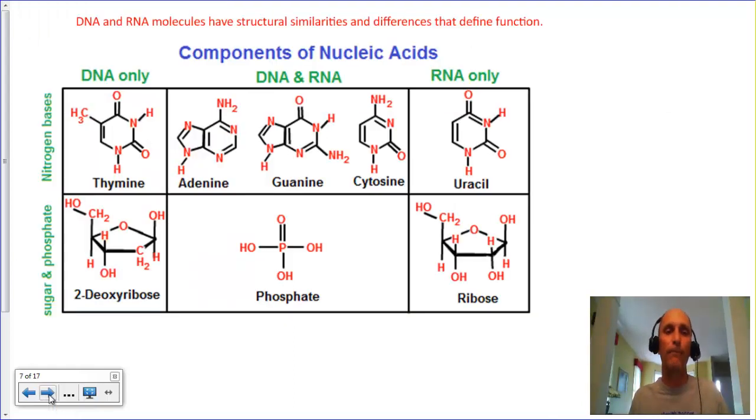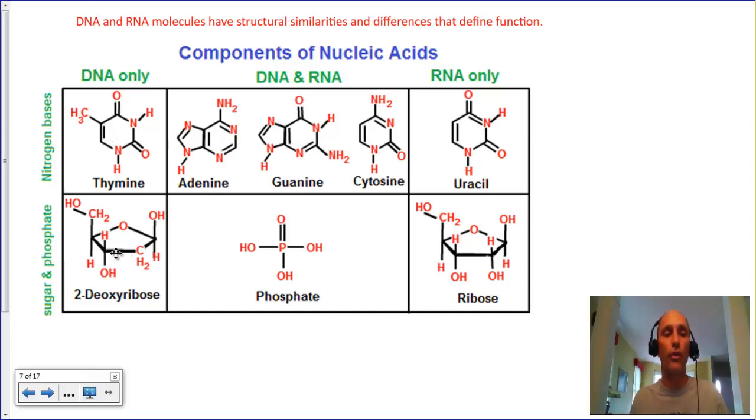More on that later. Right, so DNA and RNA have structural similarities, and that helps define their function. So in both DNA and RNA, we have adenine, guanine, cytosine. These are nucleotides. In DNA, we only have thymine. In RNA, we only have uracil. So there's a slight difference in terms of the nucleotides that are present. So 3 are the same in both, 1 is different.